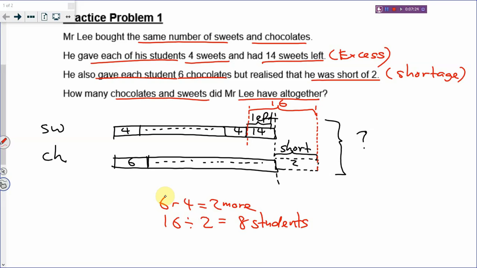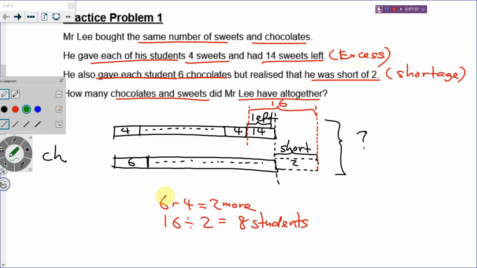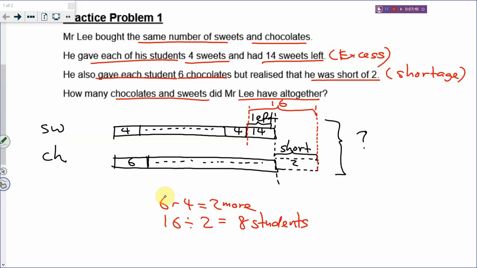And now, after getting 2 more each, they all have 6 each already. So everybody now has 6 each, and we have 8 students. So what do we do next? We're going to find out how many sweets and how many chocolates there are. How many sweets? Can we find the question mark? If there are 8 students, then everybody gets 4 sweets each. So 8 times 4 is 32. And there's an excess of 14. So 32 plus 14, you will get 46 sweets.